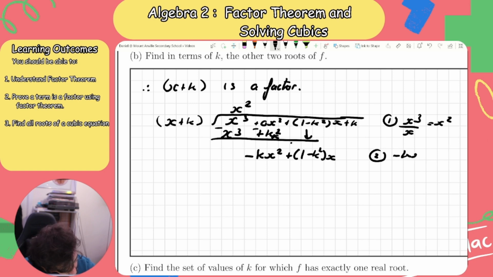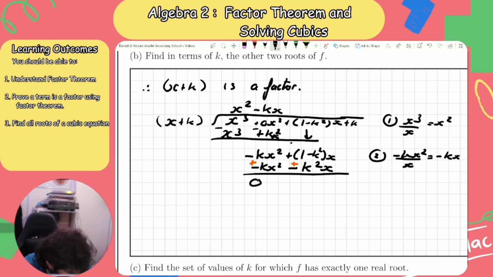I have minus kx squared divided by x is minus kx. Minus kx times x is minus kx squared. Minus kx times k is minus k squared x. Plus, that goes to 0. I'm going to have here x minus k squared x plus k squared x. That's going to cancel out, so I'm just left with normal x here.